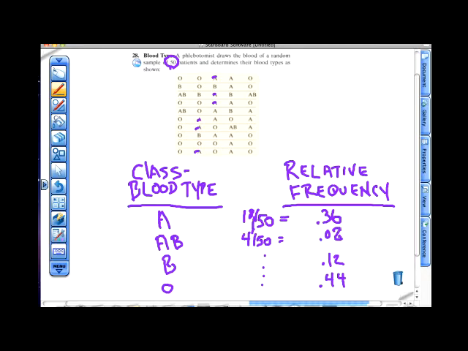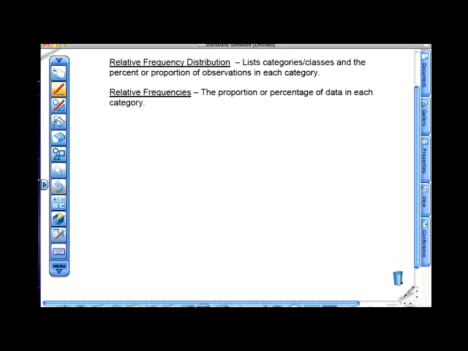And then again, you can check your relative frequencies by summing up. You should get 1 or 100%, which checks in this case. Now, sometimes when you add up your relative frequencies, you're going to get a tiny bit larger than 1.00. You might get 1.02, or you might get a tiny bit smaller, like 0.99 or something like that. And that's fine, given that most of the time you have to round your relative frequencies to the nearest percentage or whatever. Okay? So that is a relative frequency distribution. Relative frequency distribution: the categories or classes, and the percent or proportion of observations in each category. And the relative frequencies are the proportion or percentage of data in each category.